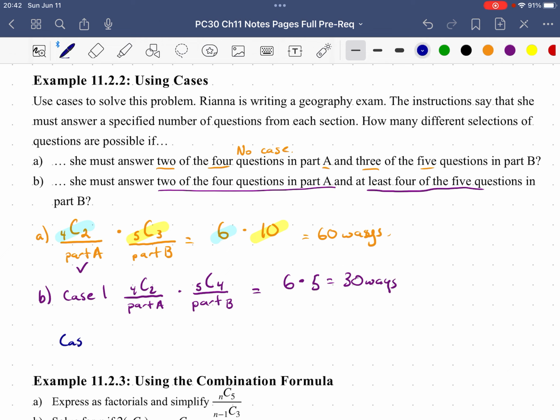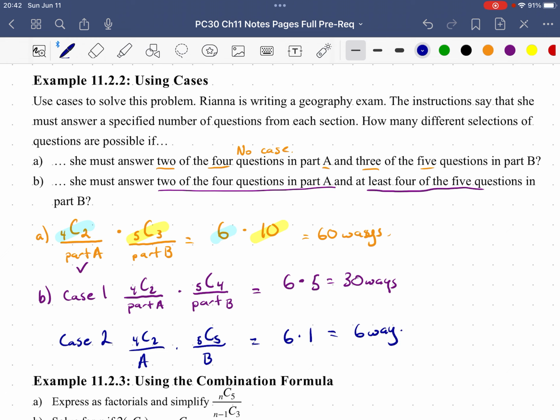Now case 2. Part A again is 4 choose 2. Now part B is 5 choose 5. So if you have 5 objects, 5 questions, and you have to choose to do all 5 of them, how many ways can you choose them? Well, just once. So this can be 6 times 1, which is equal to 6 ways.